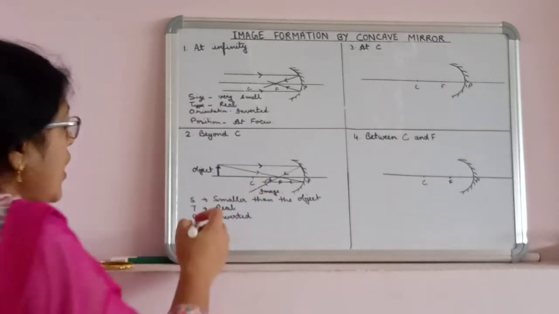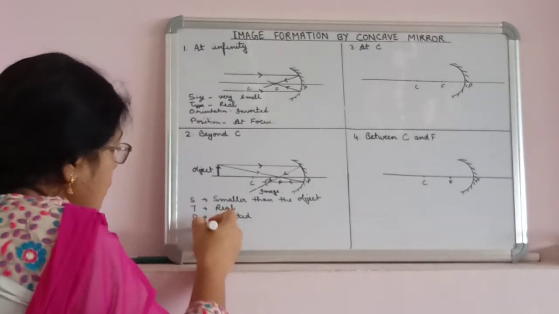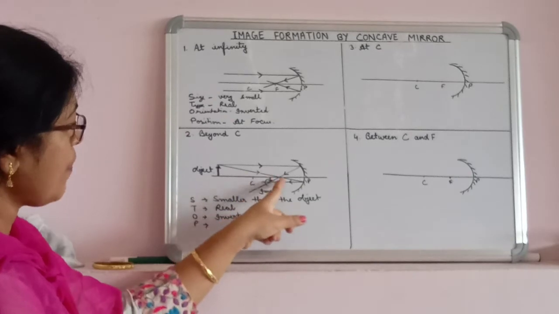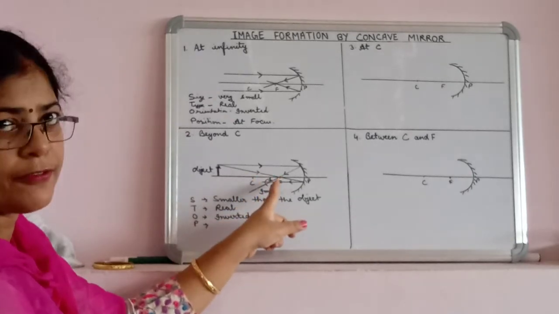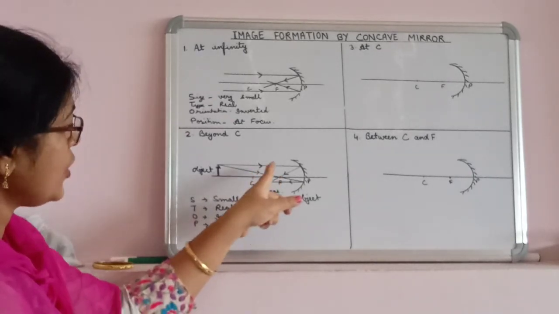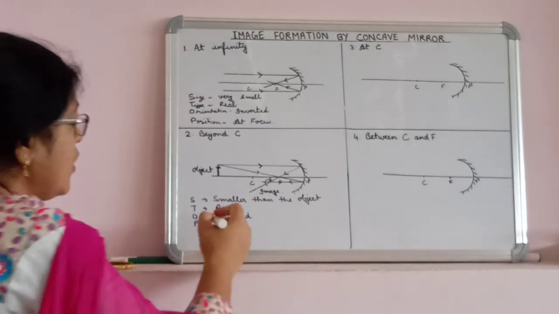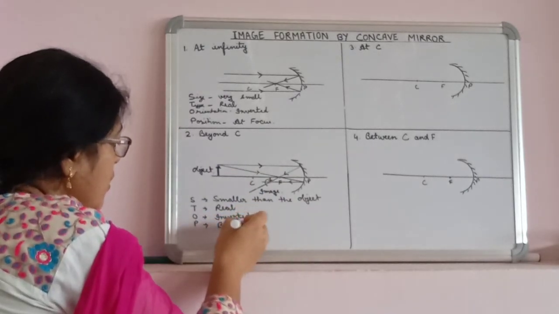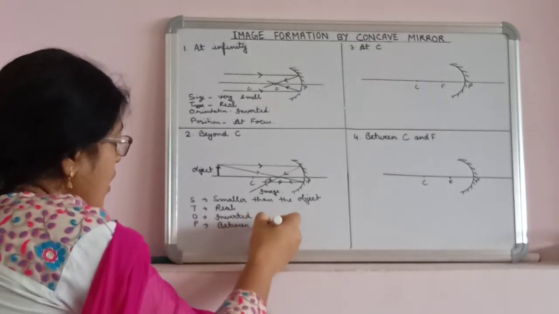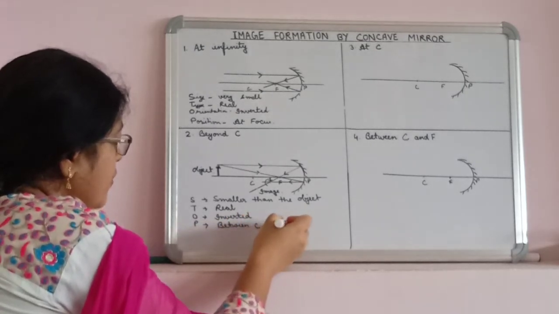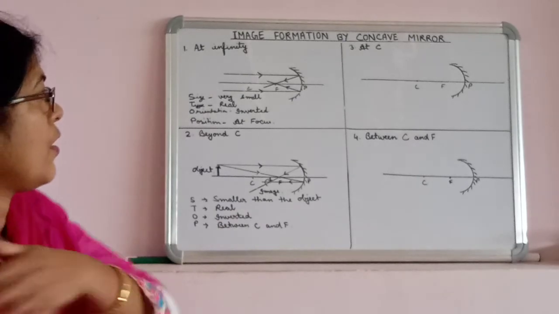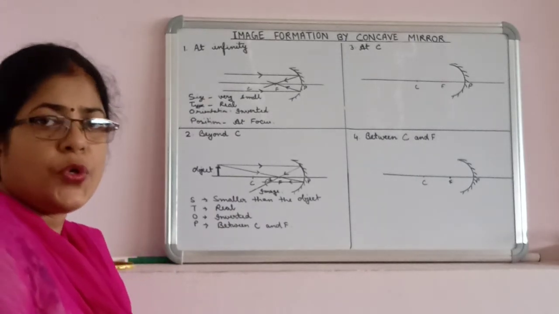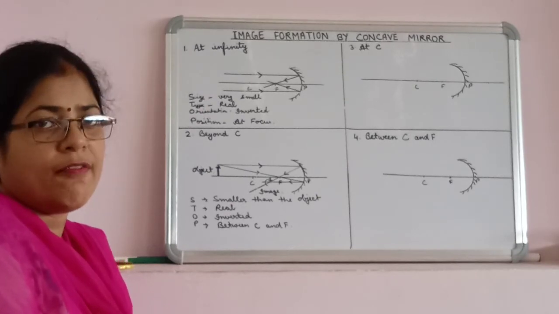Okay. Now the next one is the position. Now just find out, see, the position of the image is between C and F, between the center of curvature and the focus. So the image is going to form between C and F. Okay. So these are the first two cases to show the image formation by concave mirror.